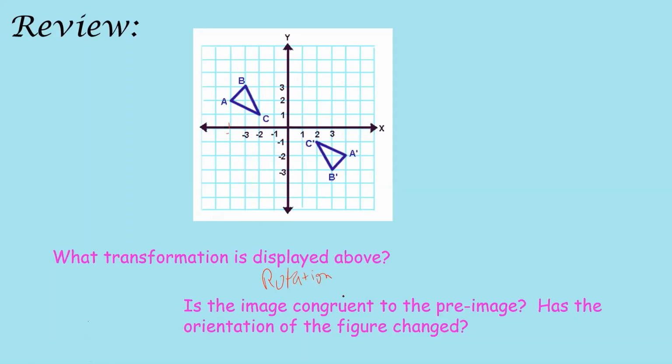Okay. And is the image congruent? Yes. It is the same shape and the same size. Has the orientation of the figure changed? No. It has not changed because if I read A to B, B to C, so I say A, B, C, right? And if I come over here, even though it has been rotated, if I start reading at A, to the right, it would be B prime and then C prime. So it has not changed the orientation. The orientation has been preserved.